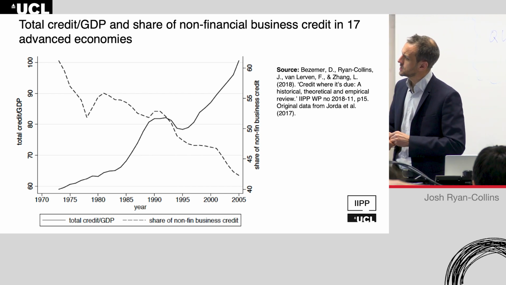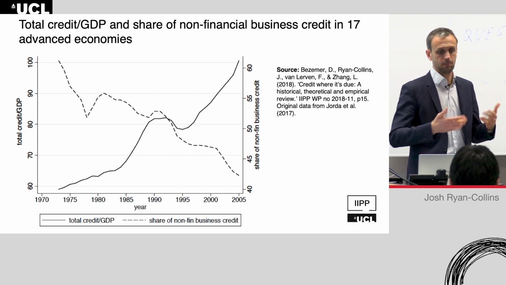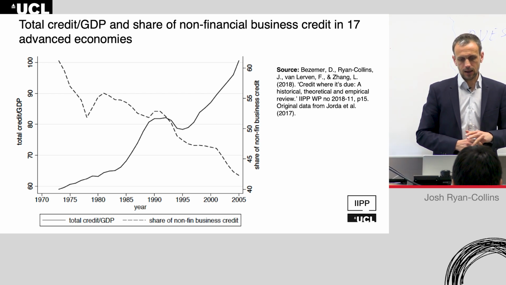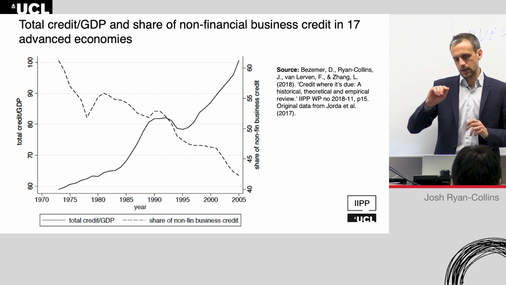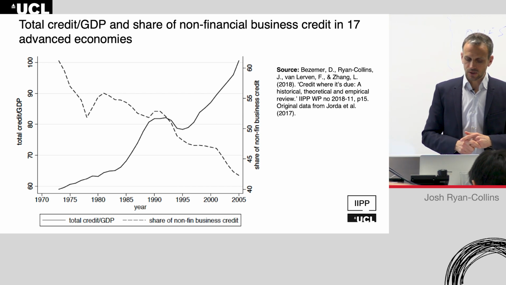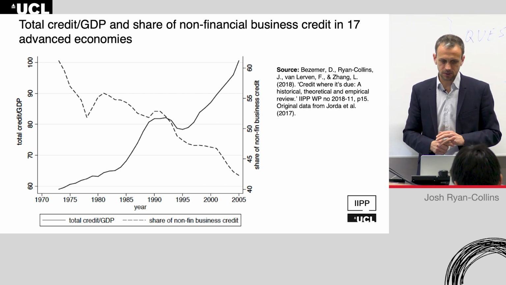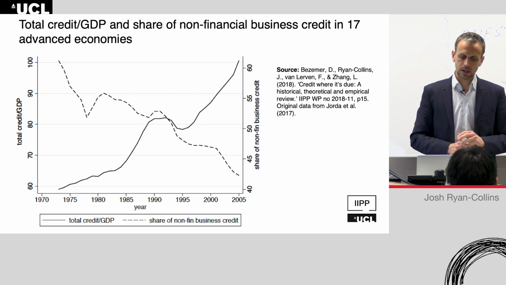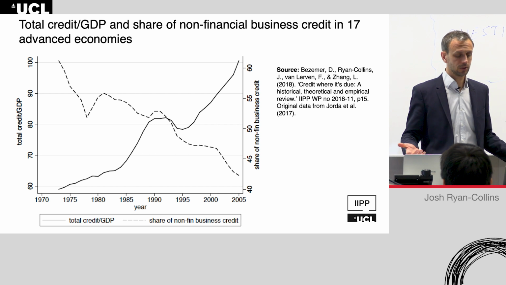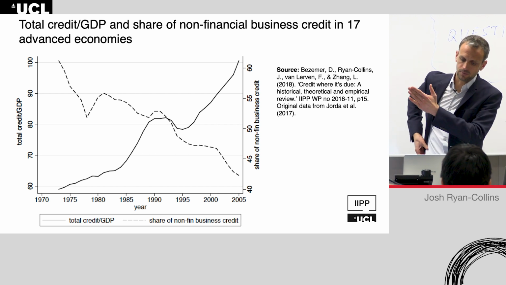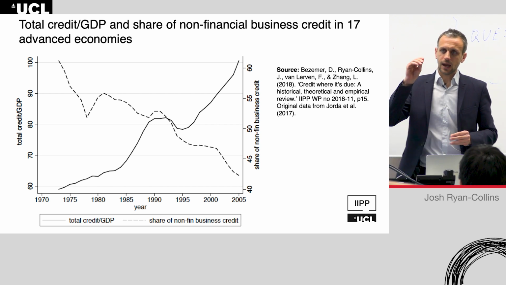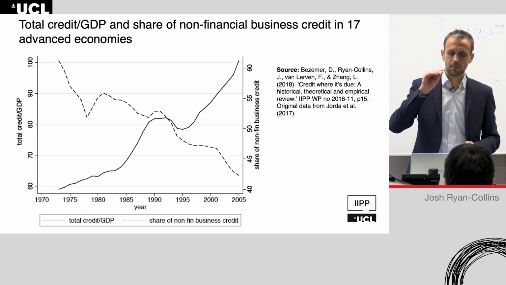What this shows is the total amount of bank credit relative to GDP, on the left-hand axis, since 1970. The non-dotted black line shows the total. You can see that it has risen substantially, from about 60% of GDP in the early 1970s to around 100% today. So it has basically almost doubled. But the allocation of that credit has changed dramatically.